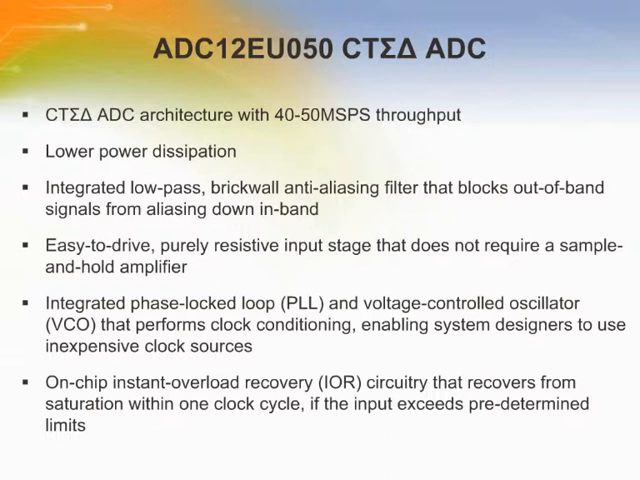Because of oversampling in the sigma delta modulator and digital filtering at the modulator output, a CTSD analog to digital converter offers an inherent anti-aliasing filter. The ADC12EU050 provides 72 dB of stop band attenuation, which significantly reduces the required order of the filter preceding the analog to digital converter, and may even render such an external filter unnecessary. A second advantage is an input that's purely resistive. The power consumption of the ADC12EU050 is 25% lower than pipeline ADC solutions.